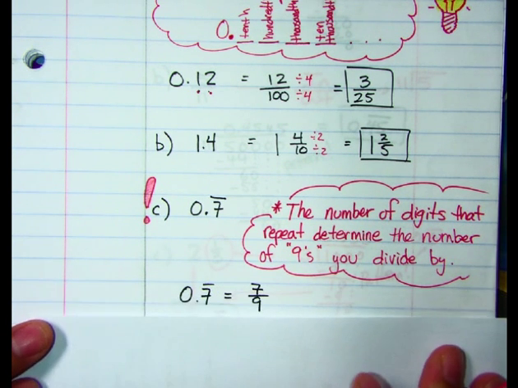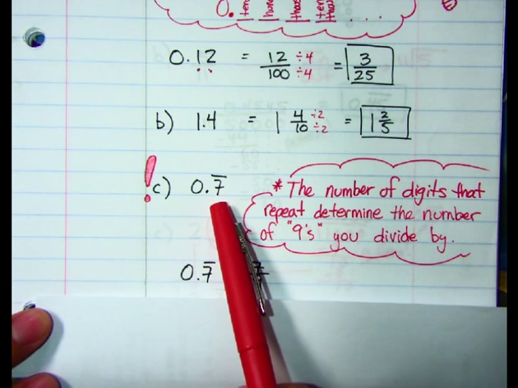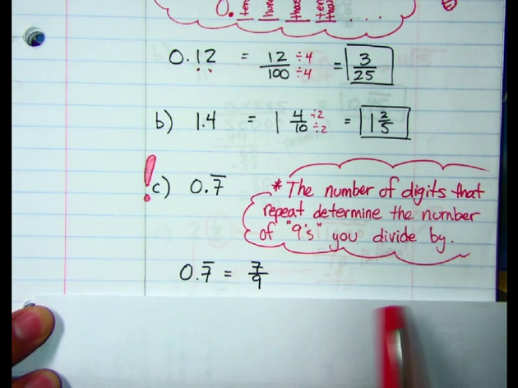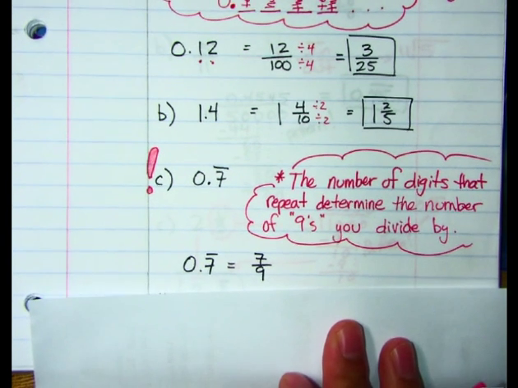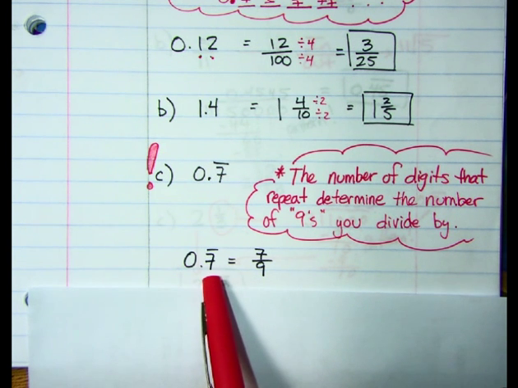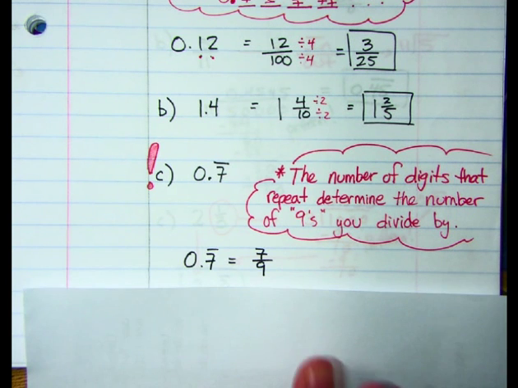What we can do, there's a little trick to this. Whatever the number of digits that repeat, you divide by that many 9s underneath. Now again, there's a lesson on this, and I'm just taking a shortcut, but for what we need right now, this would be helpful for you. So 0.7, 7 is one digit that repeats, so my answer would be 7 over 9.